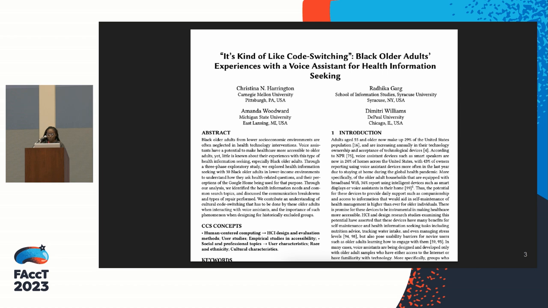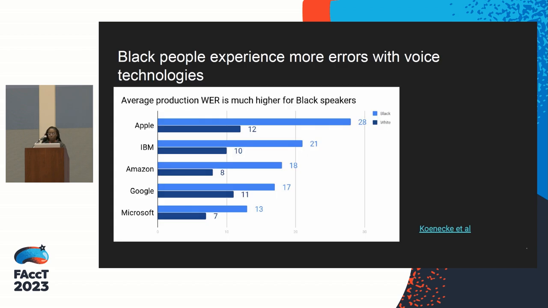However, technology is not neutral, and older adults can face challenges with voice technologies when age intersects with other identities like race and ethnicity. So Christina's prior work shows how Black older adults feel as though they have to modify how they speak so that voice technologies can understand them when searching for health information, or essentially engage in what is called code switching. Other work has described challenges that Black people experience with voice technologies, showing that the average word error rate across different brands of voice assistants is much higher for Black speakers than white speakers.